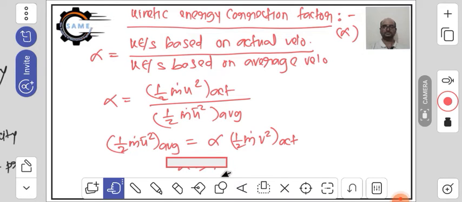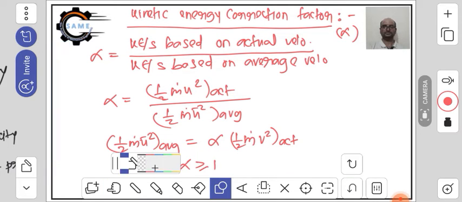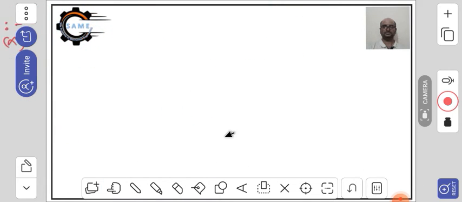This is what the kinetic energy correction factor is. Now we'll see the head loss due to friction. Now we're ready to see head loss due to friction.